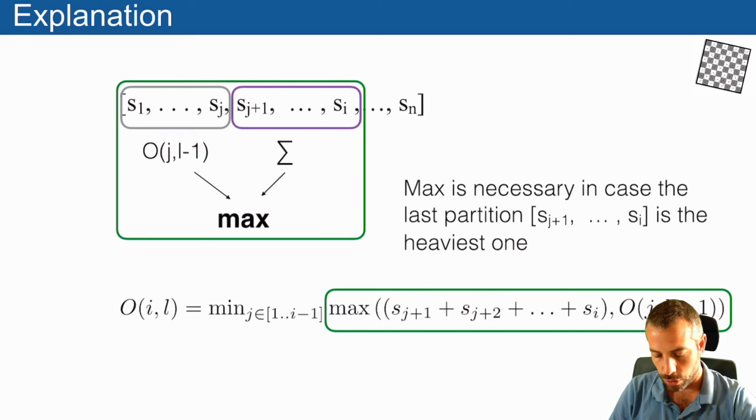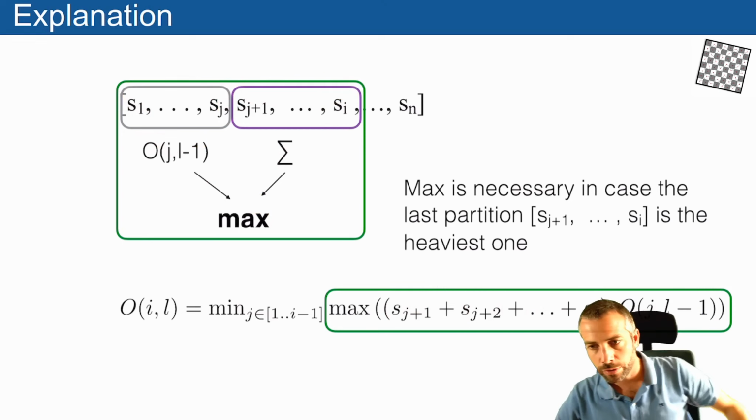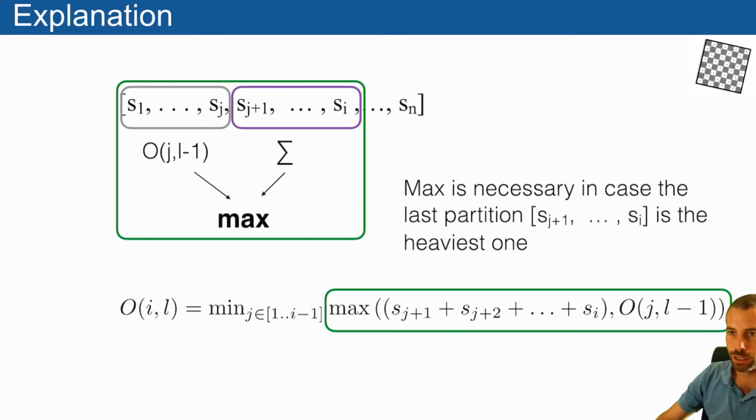Of course, you are allowed to use L minus 1 subsequences here, because the limit of the recurrence is L, so you are allowed to use L minus 1 because you already have created one here. You take the maximum of the two, and of course you need to take the maximum over all the possible splitting points. You take the minimum over all the splitting points J. Okay, so this is what you do.